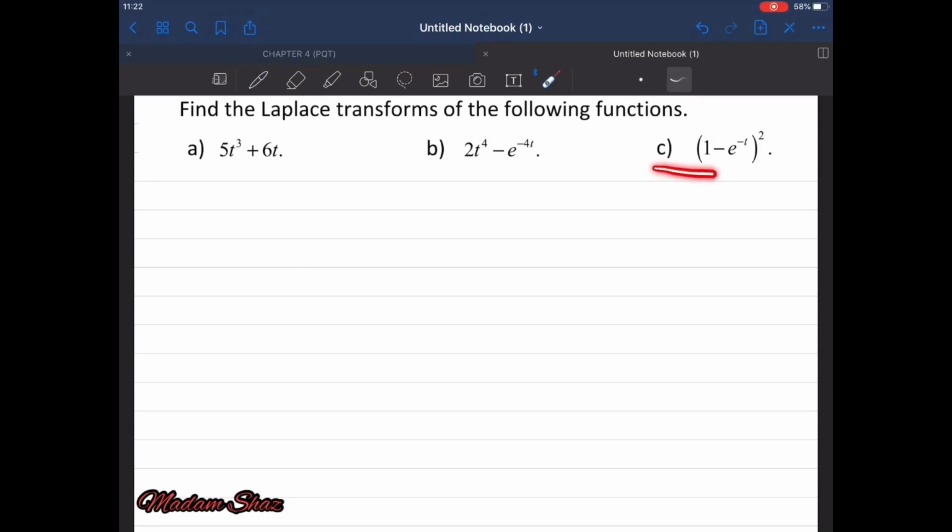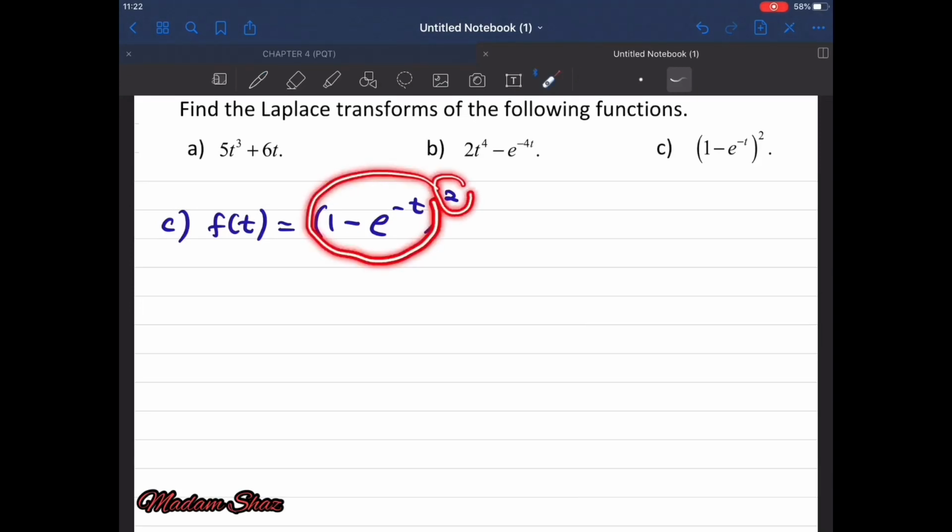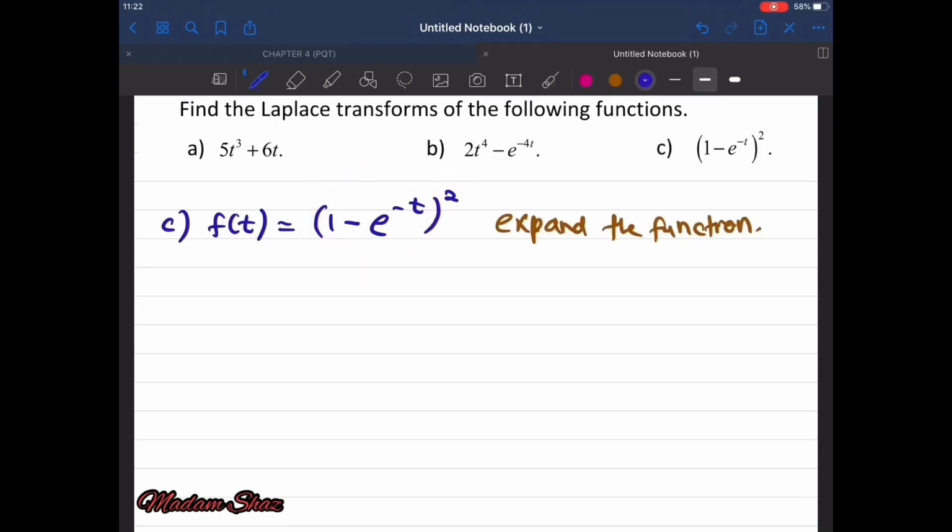Okay, for the next example, example C, you have 1 minus e to the power of negative t, in brackets, with power 2. If you have any function in brackets and you have a power at the outside, you have to expand first. How to expand the function? You have to write it in terms of two brackets: 1 minus e to the power of negative t, times 1 minus e to the power of negative t.